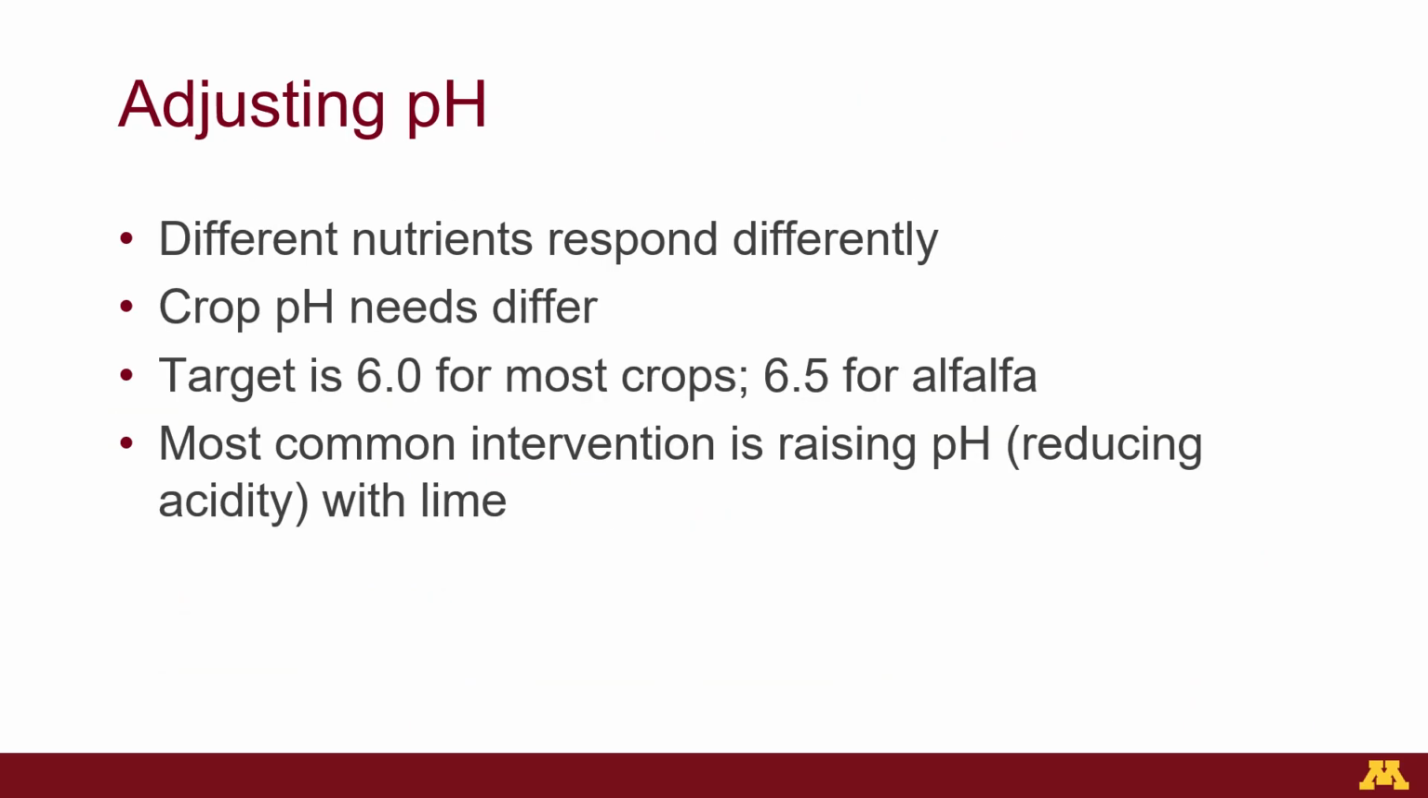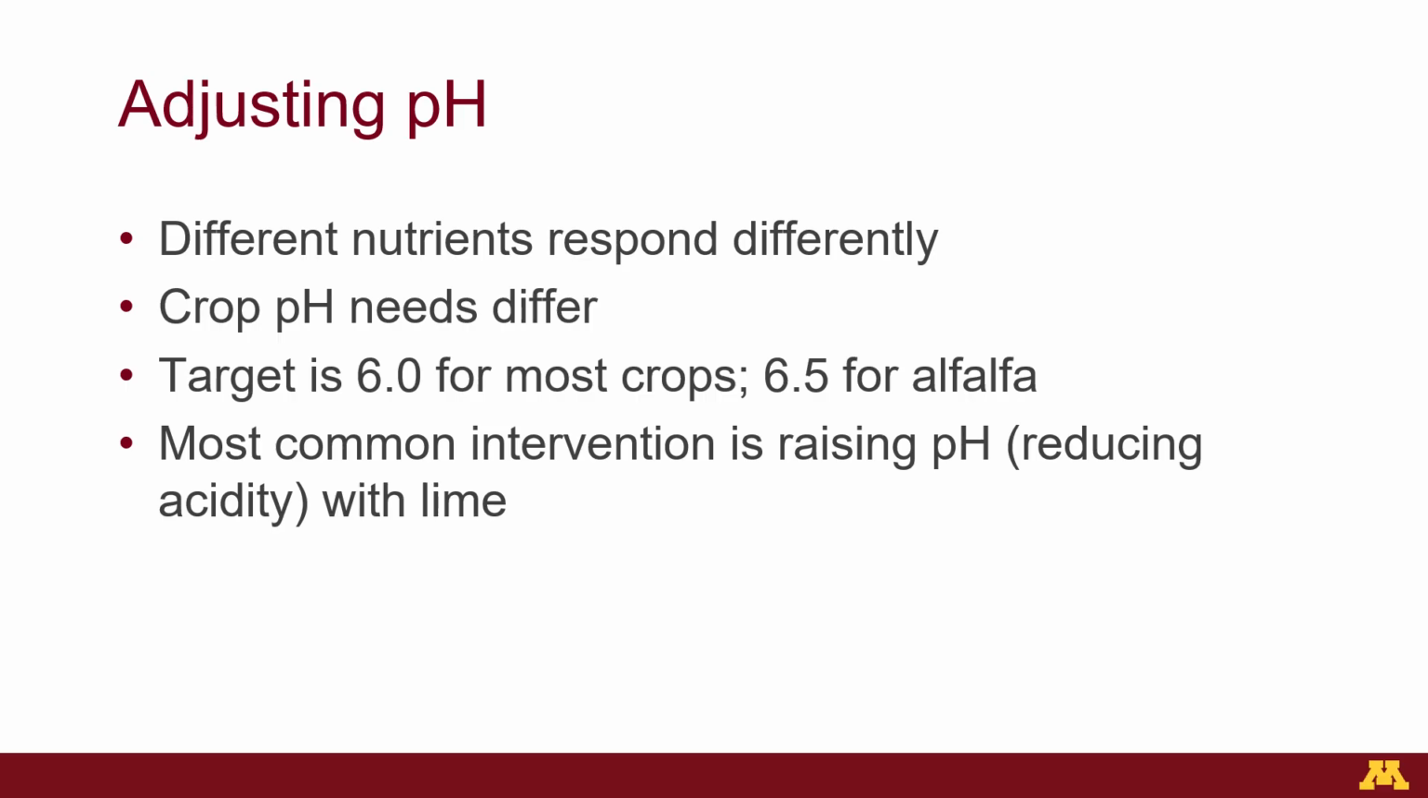In some cases, nutrient availability can be improved by adjusting soil pH. Soil pH affects the availability of all soil nutrients. Each nutrient responds slightly differently to pH, but most are maximally available at a pH of between 6 and 7. The optimum soil pH of different crops also differs. A good pH target for most crops is 6, but a target of 6.5 is more appropriate for alfalfa.